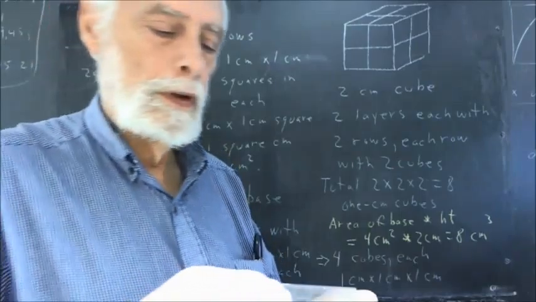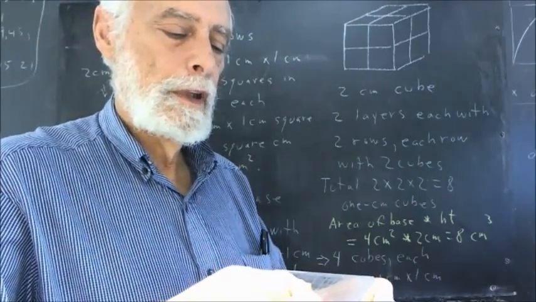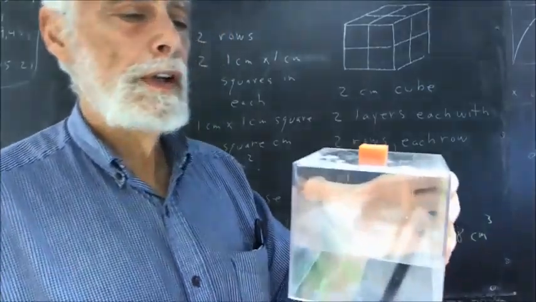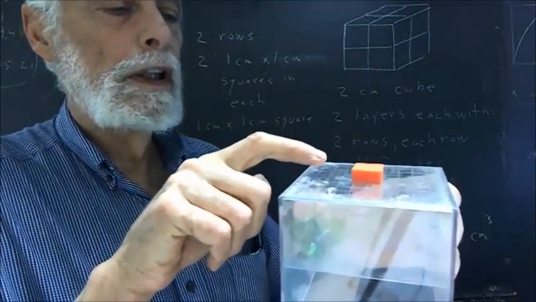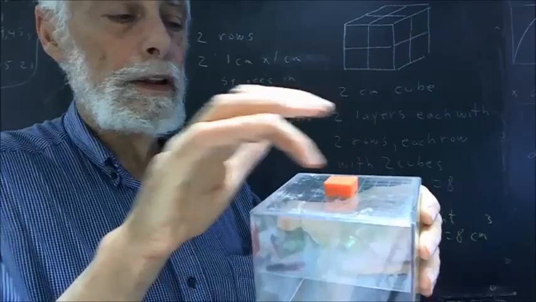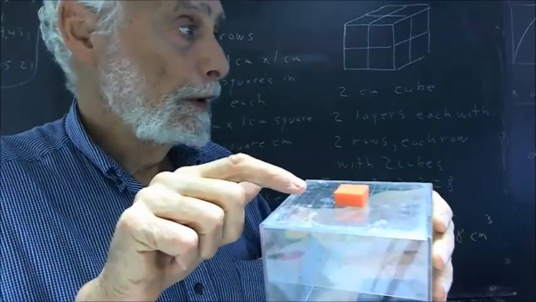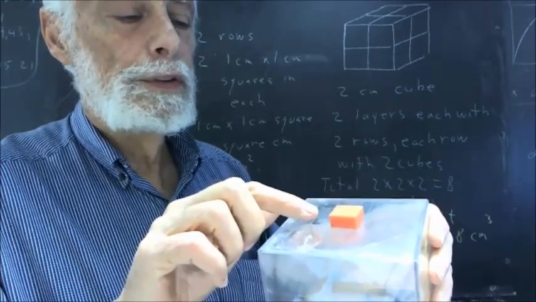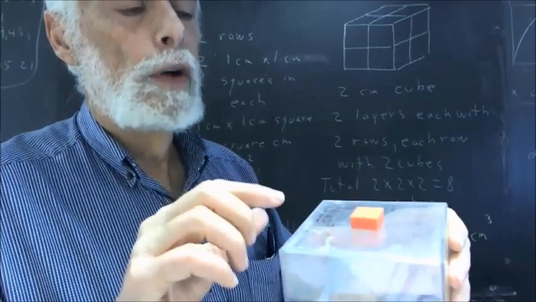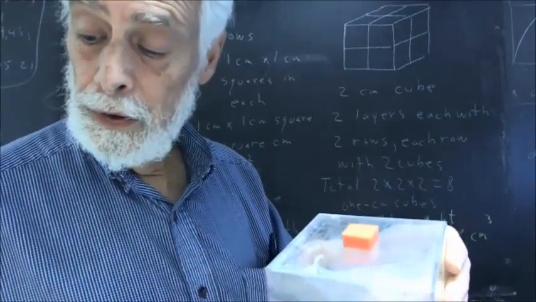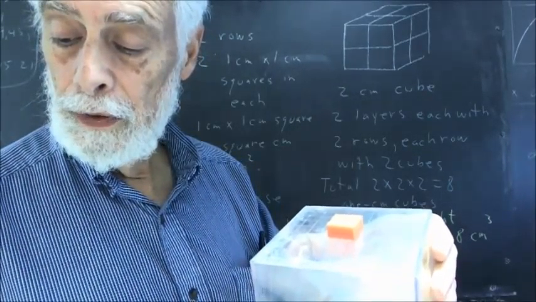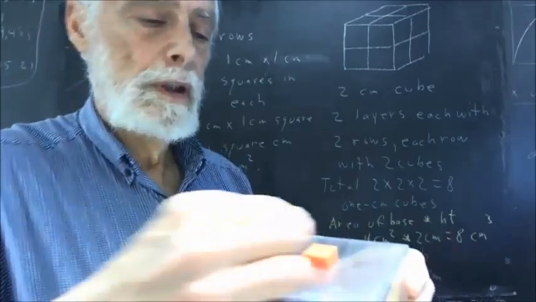When we put 4 of these on here, we see that the base is covering a 4 square centimeter area, or a 4 centimeter squared area. We could say it either way. And if we multiply that by the 1 centimeter height, we get 4 centimeters cubed, which is, of course, the volume of this object.